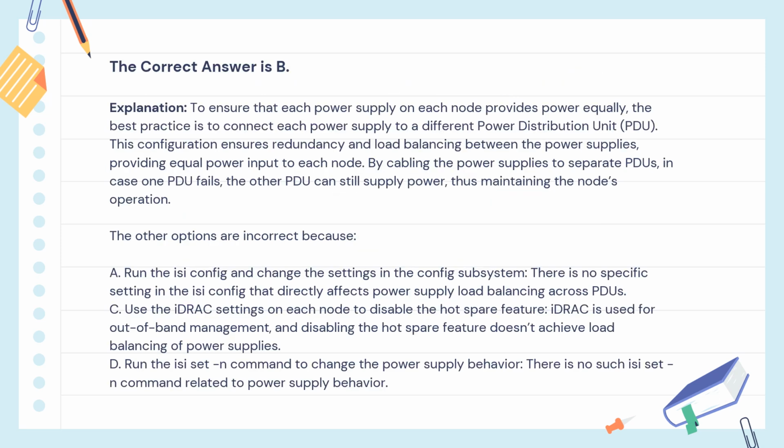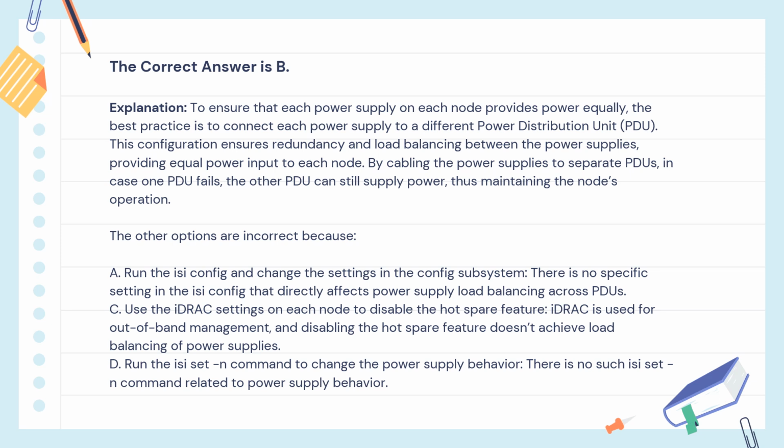The correct answer is B. Because to ensure that each power supply on each node provides power equally, the best practice is to connect each power supply to a different power distribution unit, PDU. This configuration ensures redundancy and load balancing between the power supplies, providing equal power input to each node. By cabling the power supplies to separate PDUs, in case one PDU fails, the other PDU can still supply power, thus maintaining the node's operation.